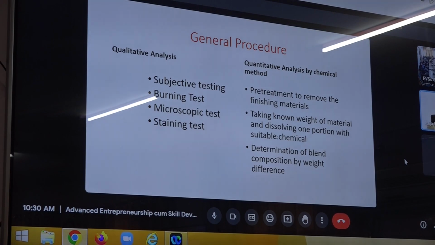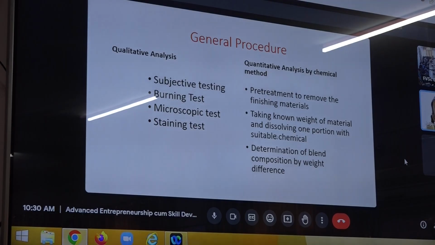So after finding out, suppose in the Pashmina blended fabric, we find that Pashmina is there and cotton is there, or Pashmina and some viscose, or Pashmina and nylon, or Pashmina blended with acrylic, adulterated with acrylic. Then based on the qualitative analysis, we will go for the quantitative analysis. So how much blending is there in that fabric?